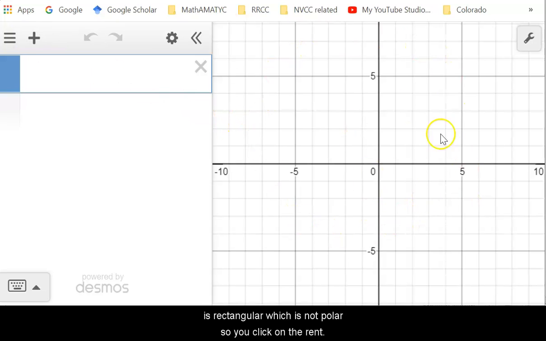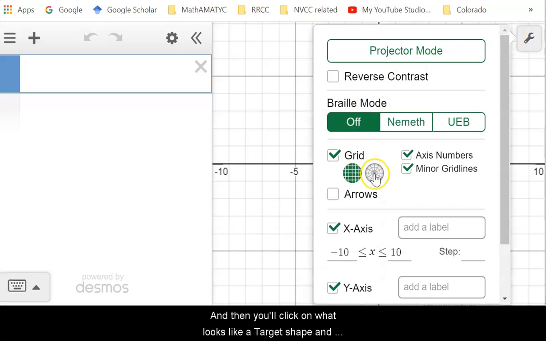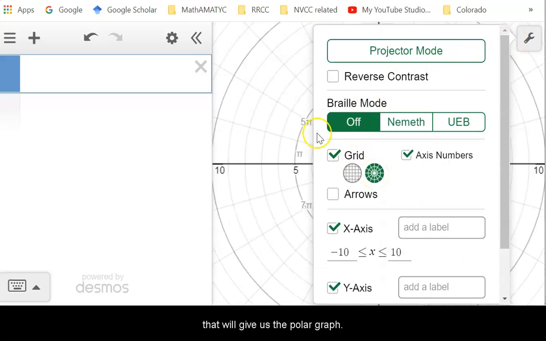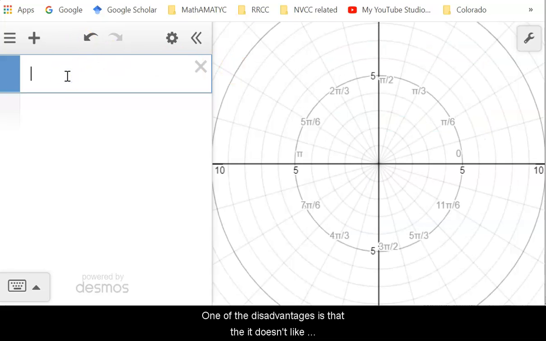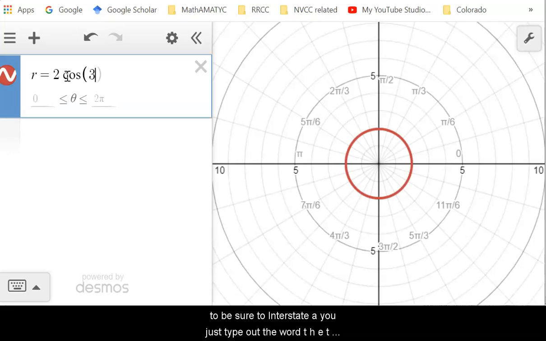Now this is rectangular, which is not polar. So you click on the wrench, and then you'll click on what looks like a target shape, and that will give us the polar graph. So I think the one that I was graphing on the other one was 2 cosine of 3 theta. One of the disadvantages is that it doesn't like anything other than r to the first power, but of course the graphing calculator doesn't either. So I get r equals 2 cosine, and then you should use parentheses just to be sure.